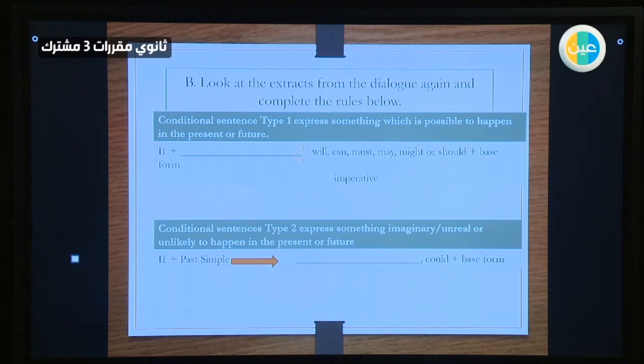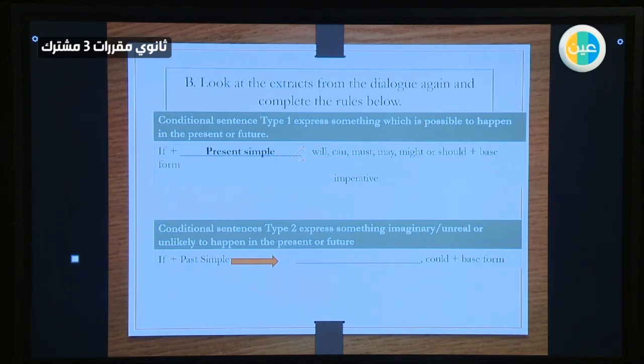Okay, here I'm going to use what? If plus which tense? Present simple, whether with S if it's singular, or without if it's plural. So if plus the present simple, the other part, the main part, will be with will, not would, okay? Can, must, the modal verbs may, might, or should. These modal verbs, okay? Will, can, must, may, might, or should, plus the base form, infinitive. This is one way. Or I can use imperative.